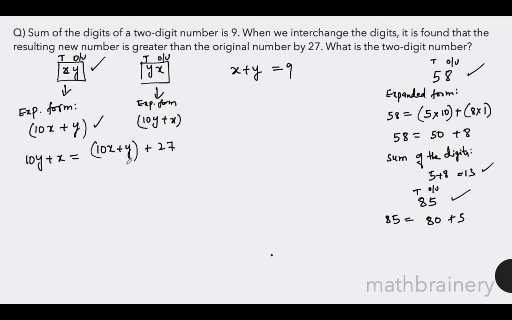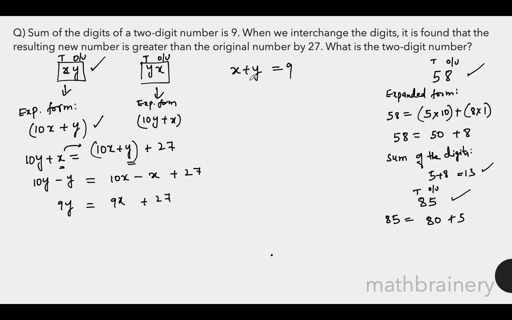Let's try to bring y terms to one side and x terms to the other side, that is 10y. I have a y here. If I transpose it to the left hand side, it will be minus y. This is equal to 10x minus x. This x, when I transpose to the right hand side, it will be 10x minus x plus 27. Okay, 10y minus y is 9y is equal to 9x plus 27.